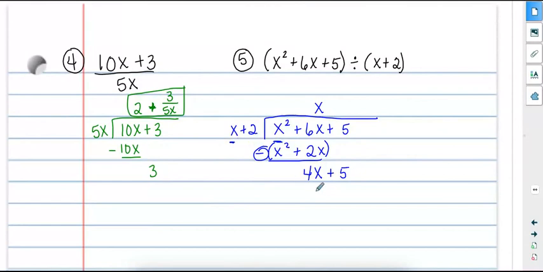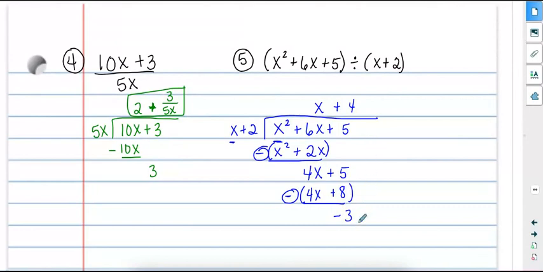Okay, we're looking at the first terms only. So what times x gives us 4x? Positive 4. So here we're going to put plus 4, and it goes above the 5. 4 times 2 is 8, and it's positive. And then 4 times x is 4x. So we have to subtract the whole thing. 4x minus 4x is 0. And then we have 5 minus 8, which gives us negative 3.